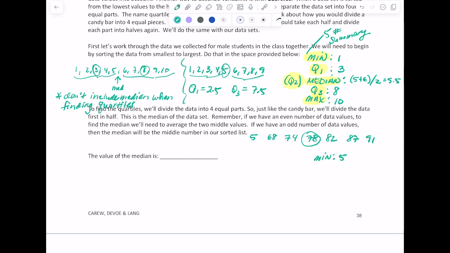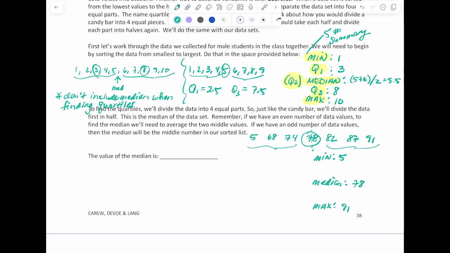So let's say I want to find the 5-number summary. My min is 5, my max is 91, and we know the median, or Q2, is 78. Okay, so that just chopped the data into 50%, right? So 50% of the values are to the left of the 78 and 50% are to the right of 78. Okay, that's what the median represents, is 50% of the data.